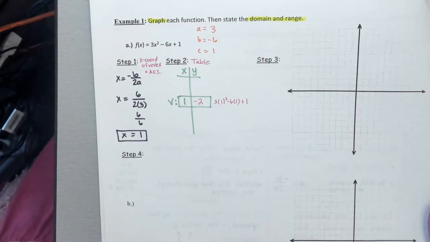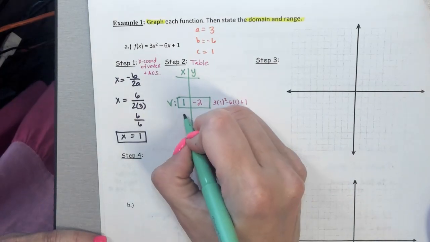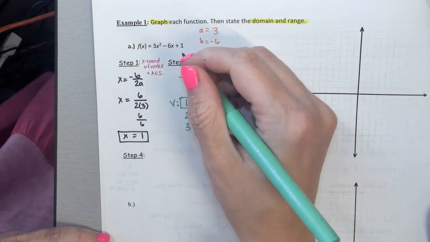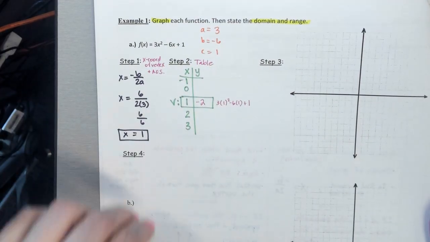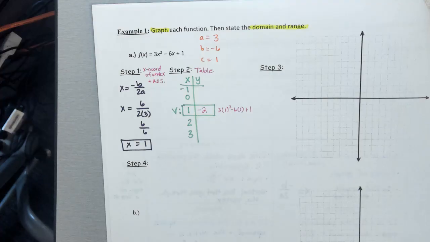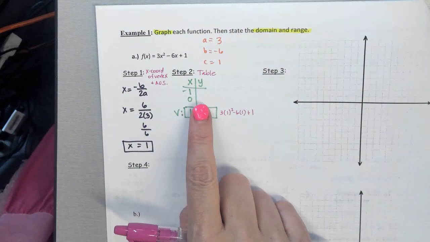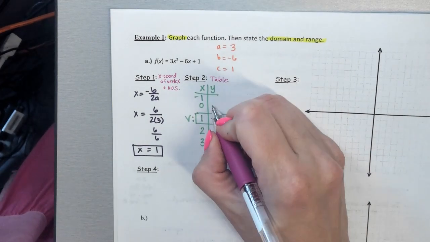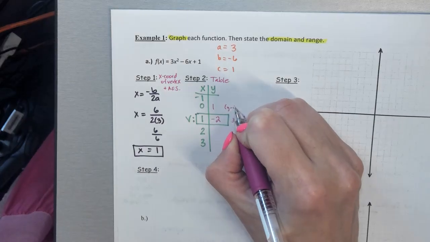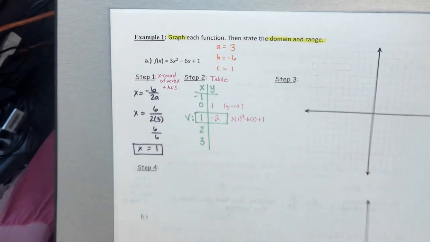To do your other values in the chart, you can just go 2 up and 2 down. I will try to keep them symmetric, because if they are symmetric, then you know they should match. If you plug in 0, shouldn't we already know what that is? What's that going to be? 1, because that's your y-intercept. And so that should be 1 also.